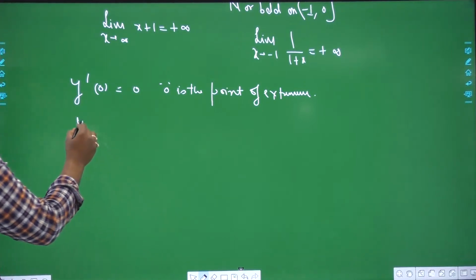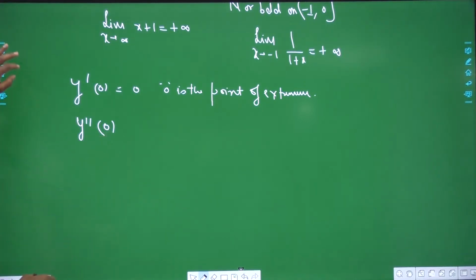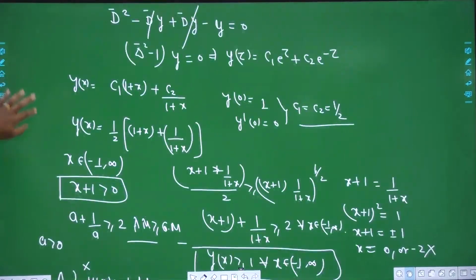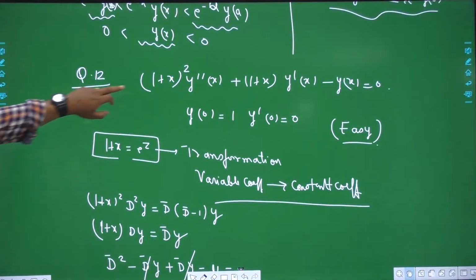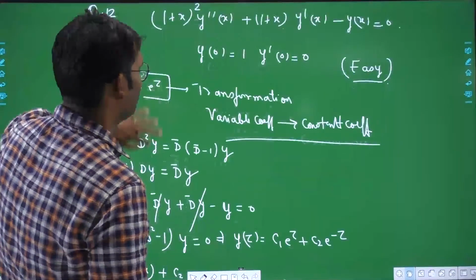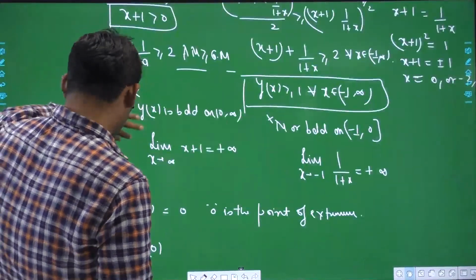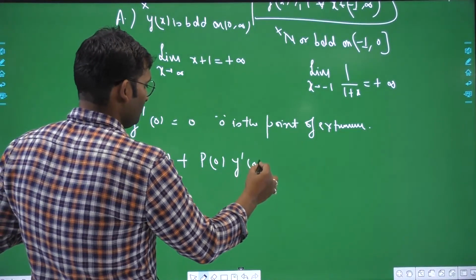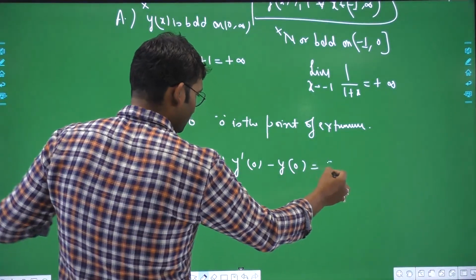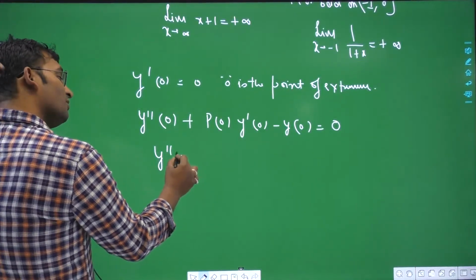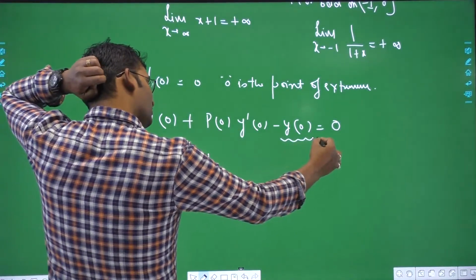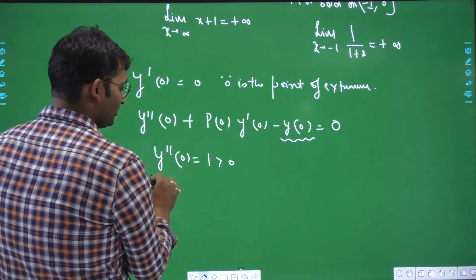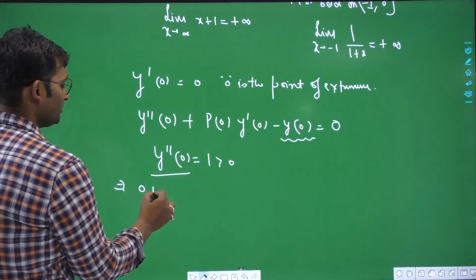How to do it? Simply replace 0 in the given differential equation. If you replace this particular thing in the given differential equation, what do you get at x equal to 0? P0 into y dash 0 minus y0 is equal to 0. So what you will get? You will get y double dash 0 equals 1, because y0 is given to be equal to 1. So therefore at 0, your second derivative is positive. It implies 0 is the point of minima.